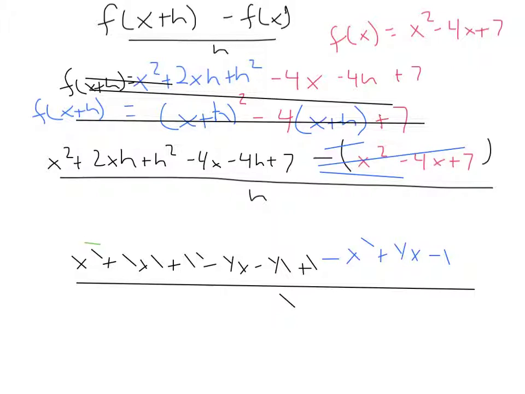The x squared and negative x squared. Look at that, that went away. Cool, that's easy. What's the next thing you see? The negative 4x and the 4x. Look, those are opposites. They go away.